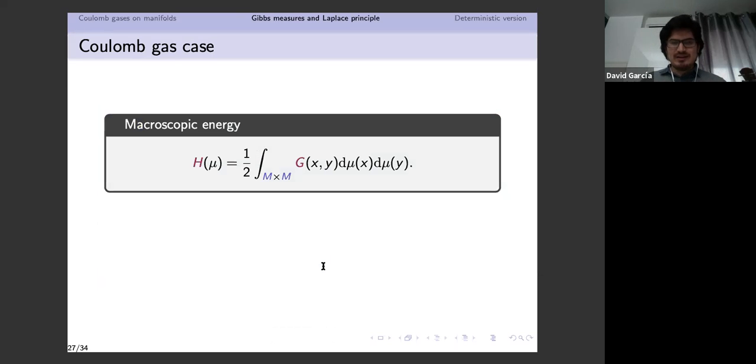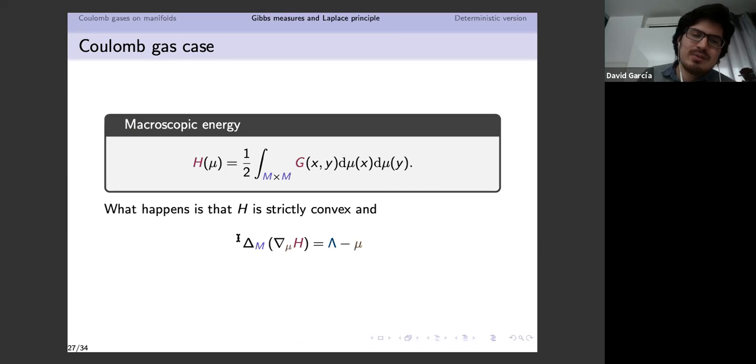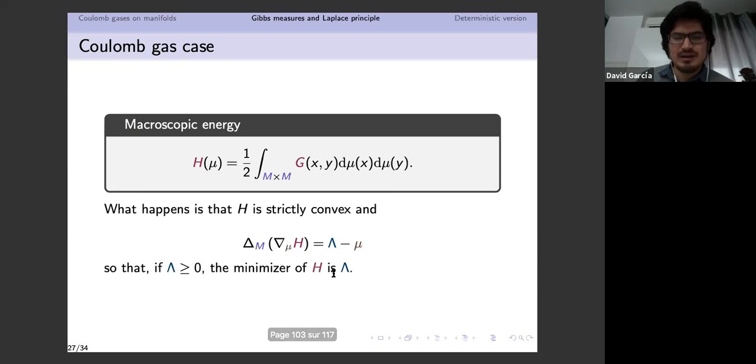And in the Coulomb gas case, what happens? Well, the energy is this one. If we take the derivative again, and we take the Laplacian, we obtain lambda minus mu. So a minimizer of H should satisfy that lambda minus mu is 0. So the minimizers are lambda. Of course, this does not work if lambda is not positive, because the minimizer has to be a probability measure.